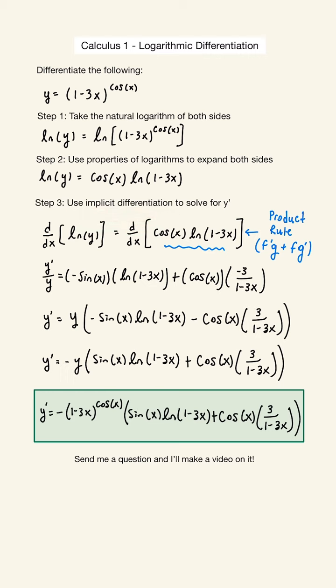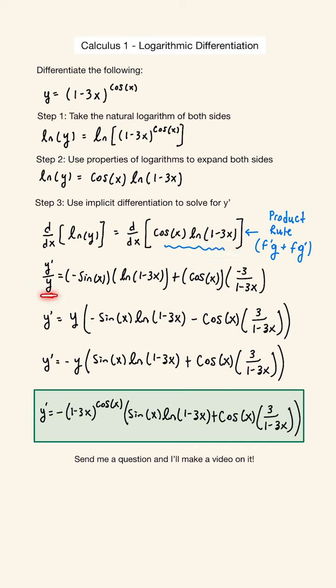So here we have d/dx of ln of y, which is going to be equal to d/dx of cosine x times ln of 1 minus 3x. And when we evaluate this right-hand term, we know that this is going to be a product rule when we take the derivative because we have a function that is multiplied by another function.